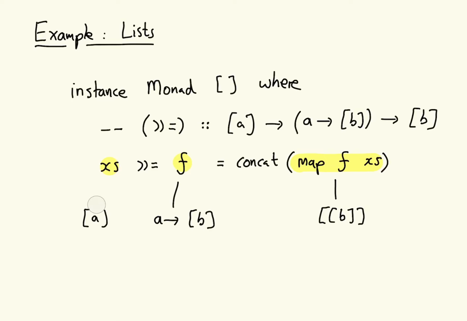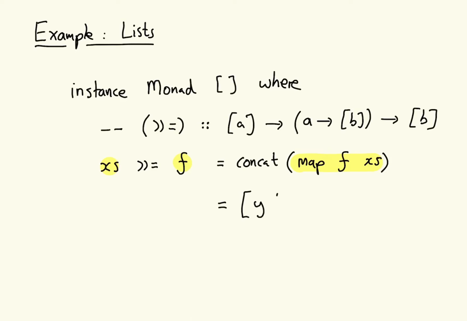Let me show you another way. So let's get rid of these types down here. Let me show you another equivalent way, which some of you may prefer. I could also define it using a list comprehension. I could say we're going to form the list of all values y such that x comes from the list and then y comes from the result of applying f to x.